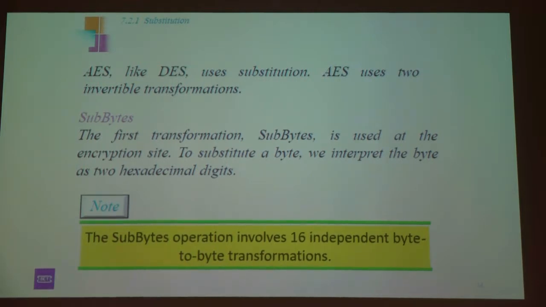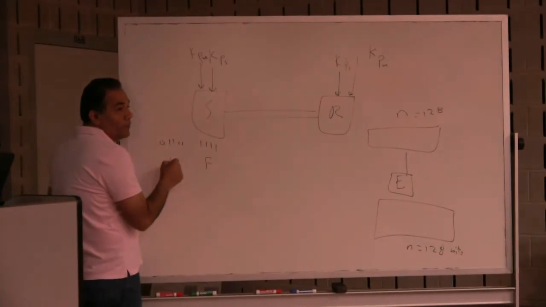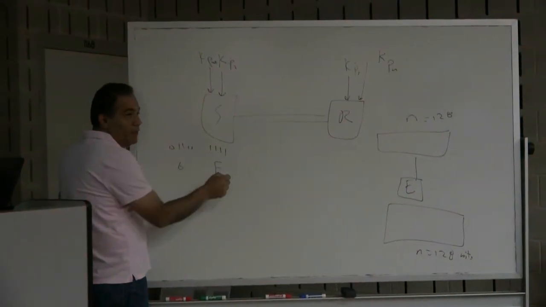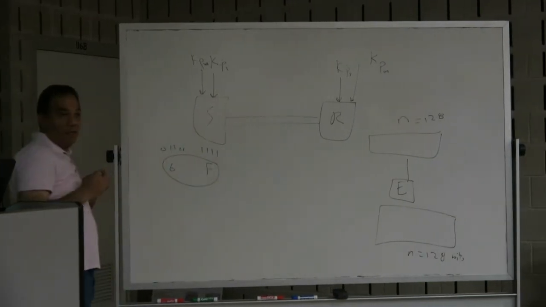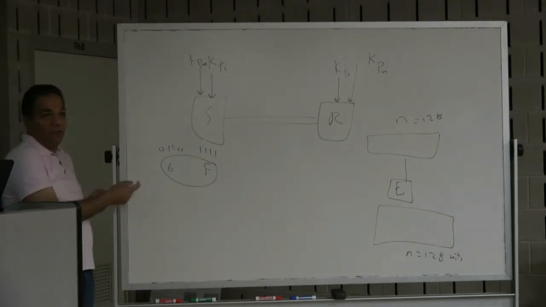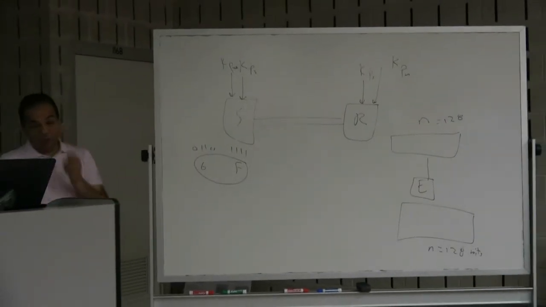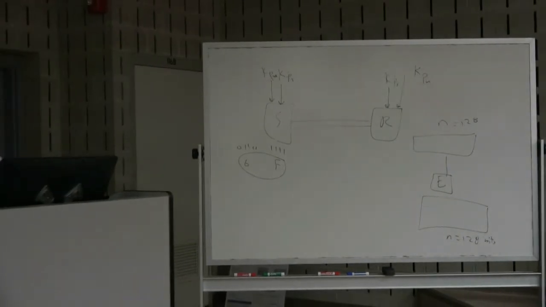To substitute a byte, we interpret the byte as two hexadecimal digits, right? So how do you write the hexadecimal of the byte? For example, 0, 1, 1, 0, 1, 1, 1, 1. So what is this? F. What is this? Okay, 6F. So any byte can be represented in two digits, or two characters. So we divide it, and then we do the substitution.